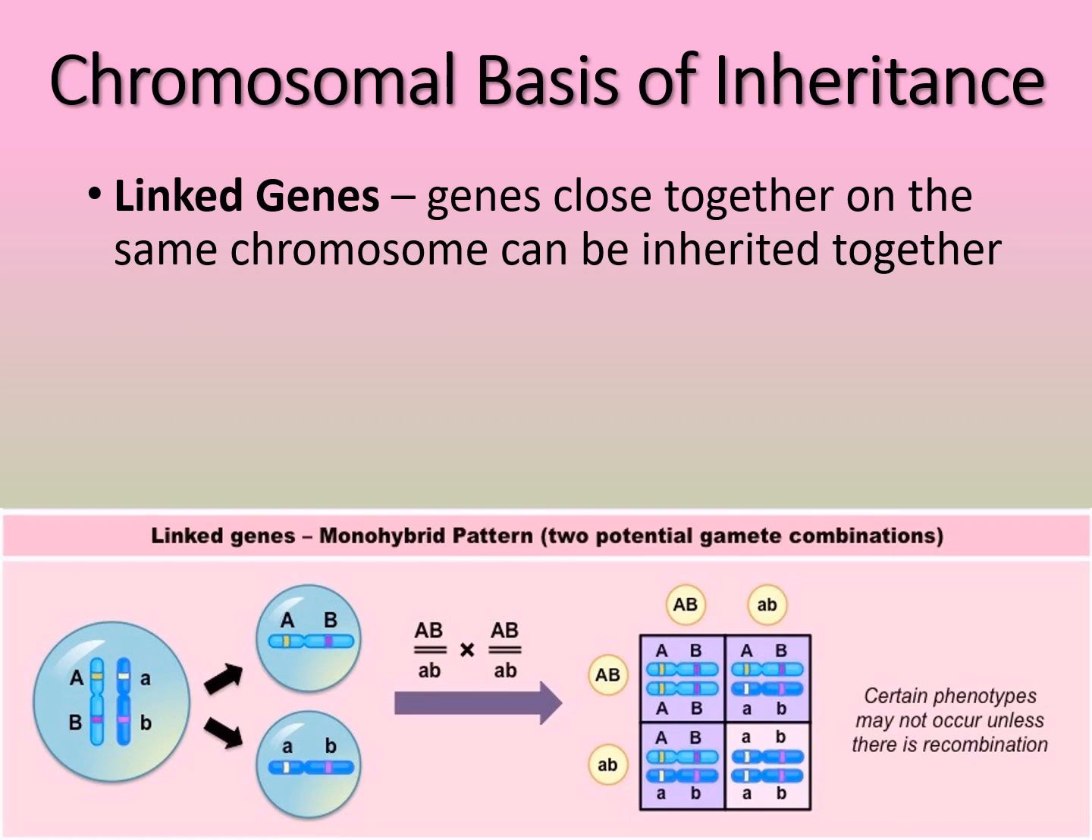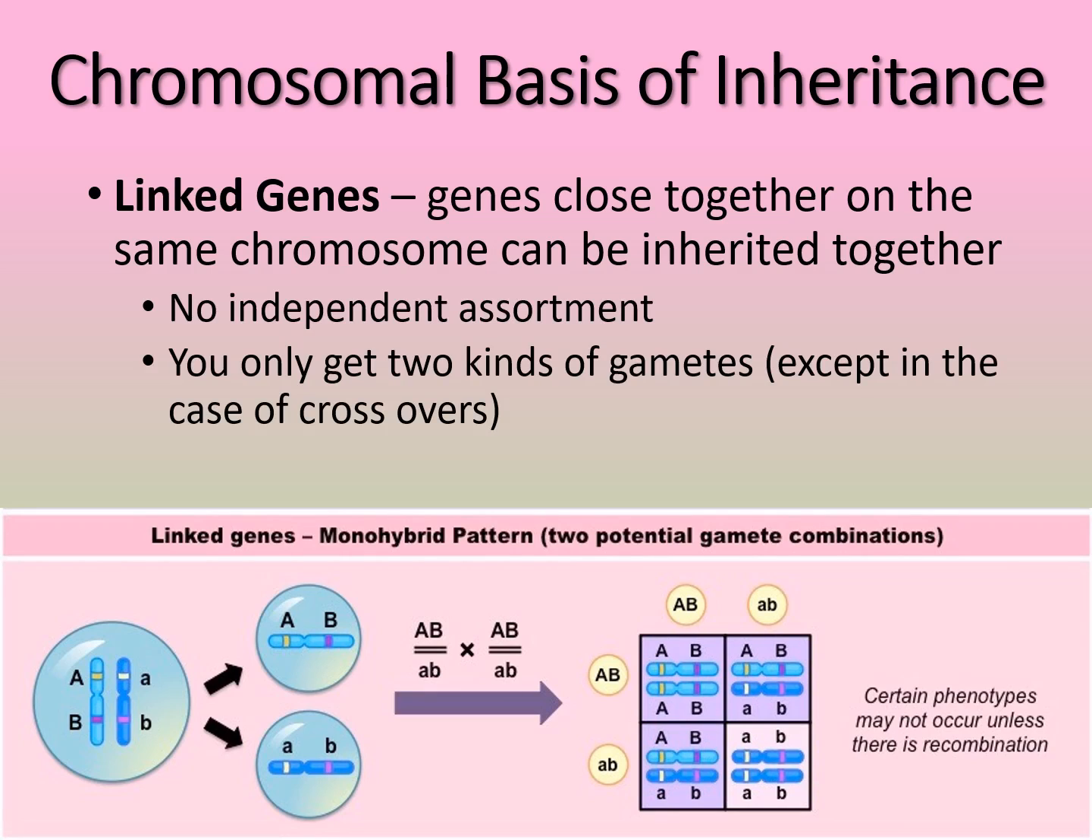So now let's talk a little bit about linked genes. So this is going to be where we take chromosomal basis of inheritance into account. So far we've just been talking about genes that are on either different chromosomes or very far apart on the chromosome so that they are passed on separately, right? We talked about the law of independent assortment. So what happens if we have two genes that are really close together on the same chromosome? Well, they can be inherited together, which is why we call them linked, okay?